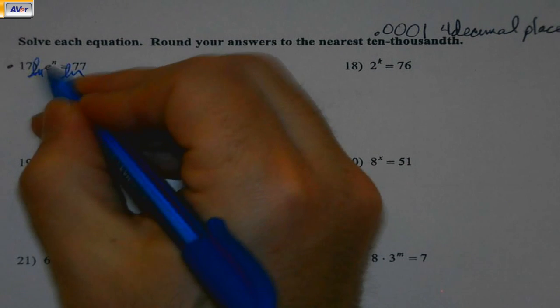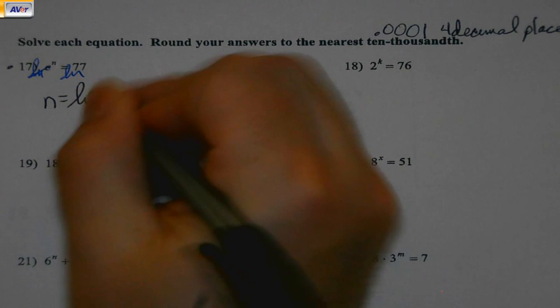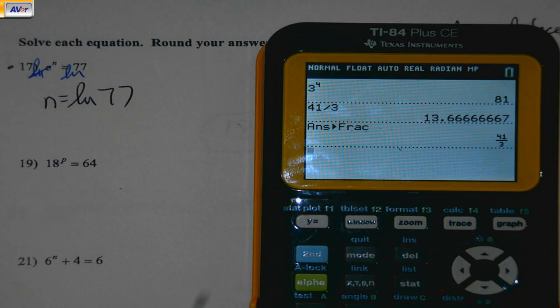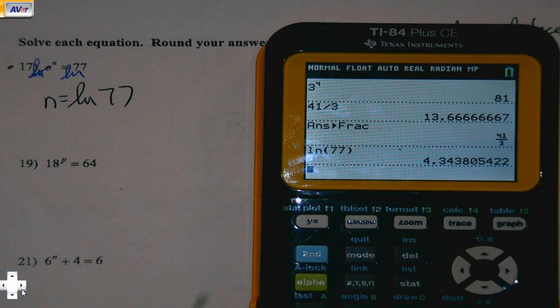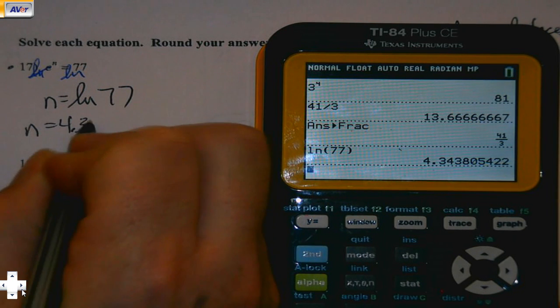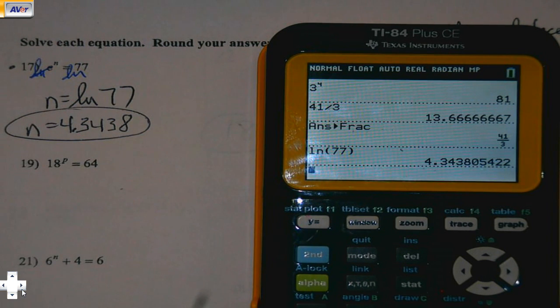So natural log and e cancel. So n is going to be the natural log of 77. ln is right below log on the left side of your calculator. It's on any scientific calculator, and even a plain old calculator, you can find it there too. So I got my ln of 77, and we've got 4.3438.